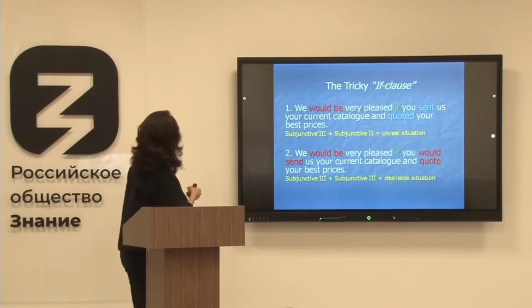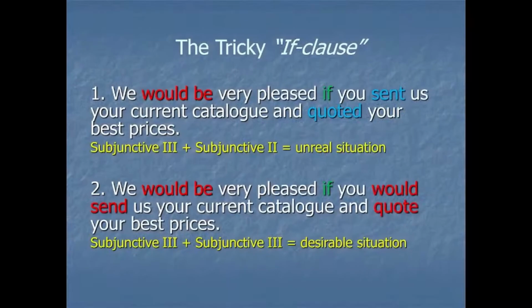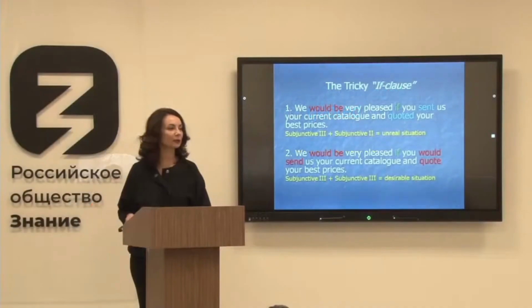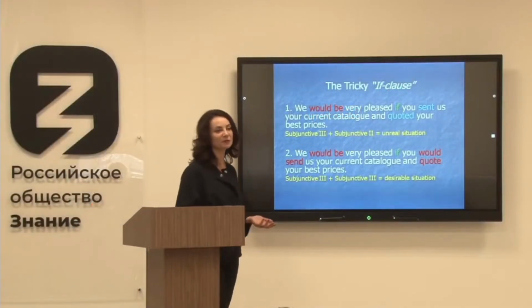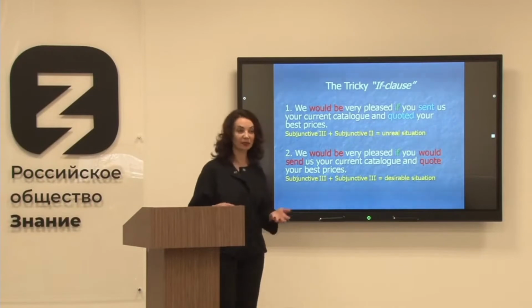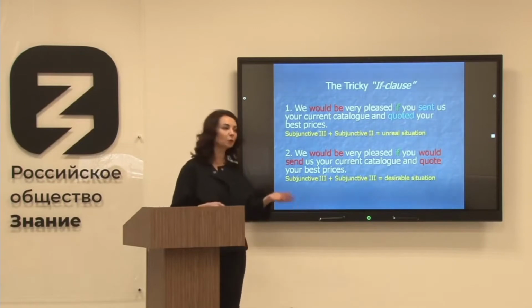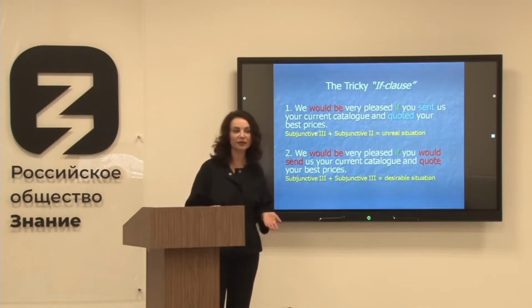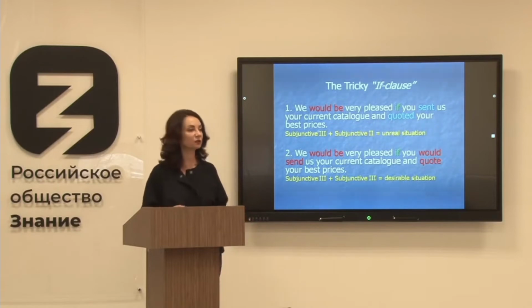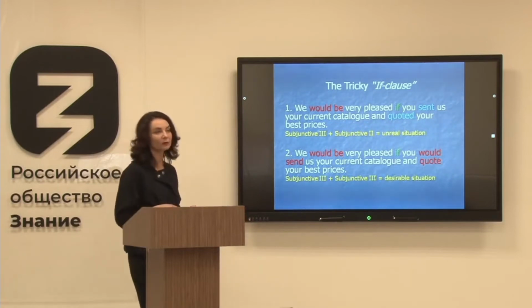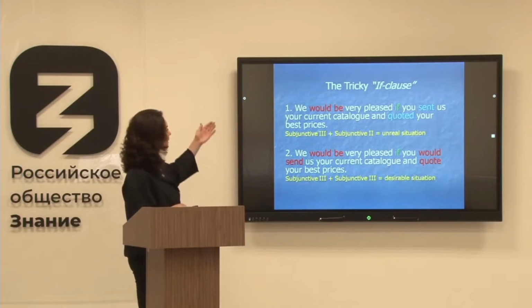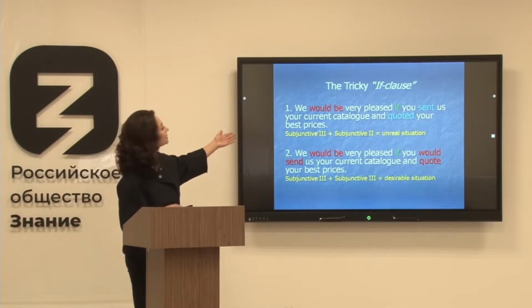Then, coming to the next one. The tricky if clause. Then, you know, phrases like "If I were you, I would do something", then "If the weather were fine, we would go for a walk". They already sound like speech patterns. In the main clause we should use subjunctive 3, which correlates with the form of would plus simple or perfect infinitive. And in the subordinate clause, there should be subjunctive 2, which is formed by the form of the past simple or the form of the past perfect. And example number 1 illustrates this situation.